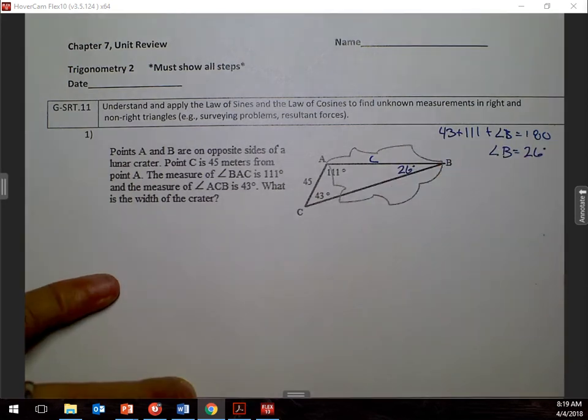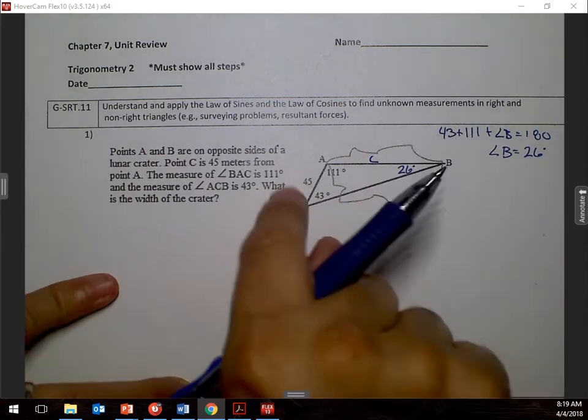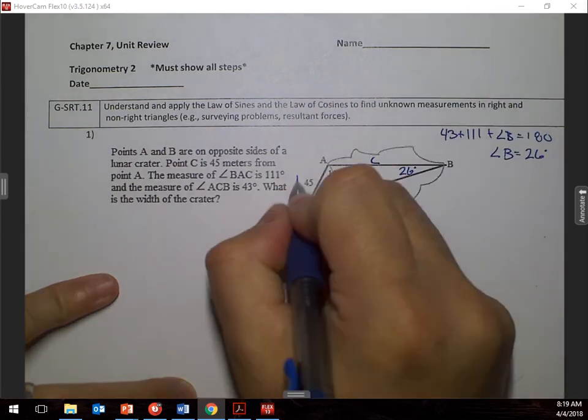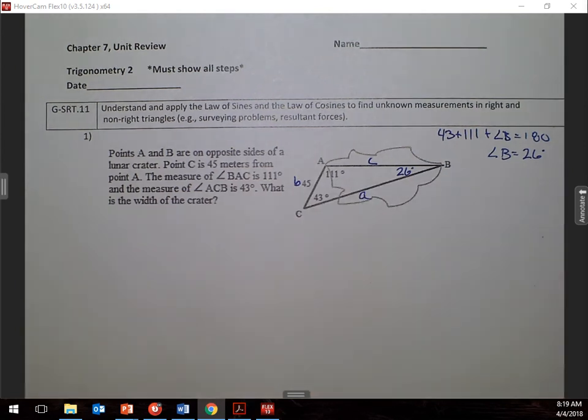Alright, so now, do we have a pair? Yes. Okay, let's label our sides so I know what I have. This side over here would be little b. This side over here is little a. So what pair do we have? I have a pair of B's in here, don't I?